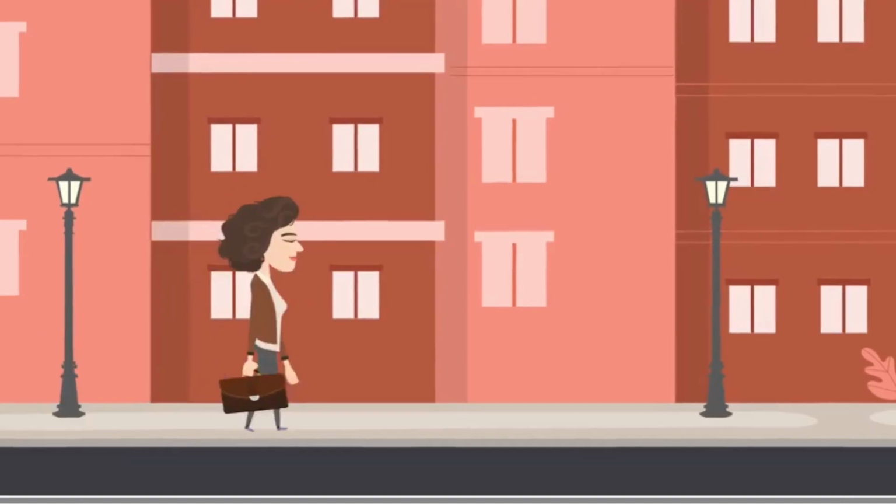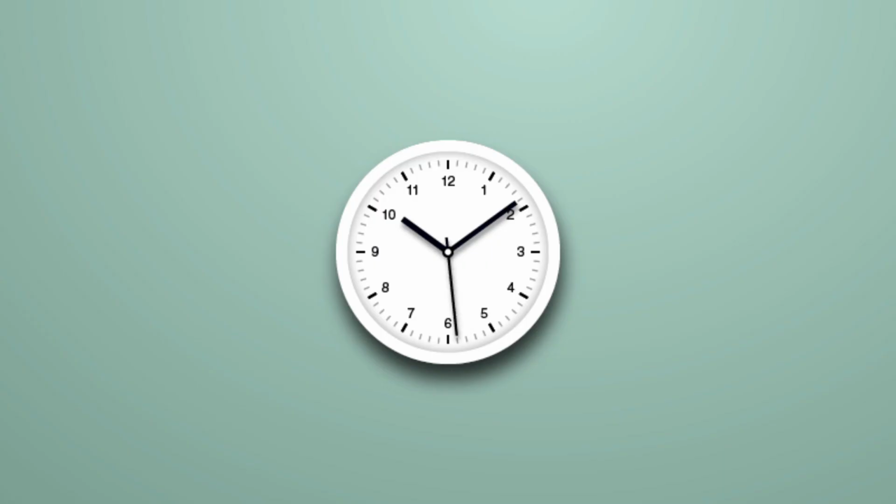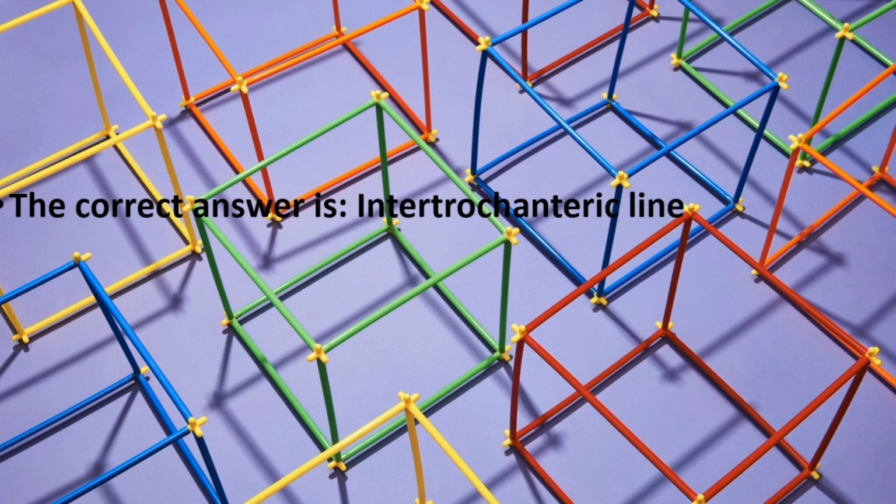Now let's have a quiz. 1. Which femoral bony landmark represents the distal anterior attachment of the hip joint capsule? Intertrochanteric line, pectineal line, intertrochanteric crest, linea aspera. The correct answer is intertrochanteric line.